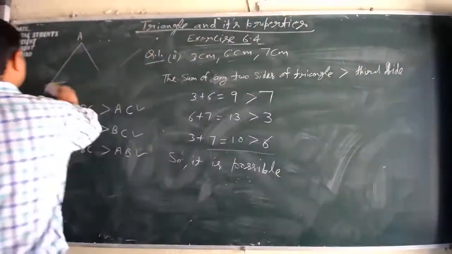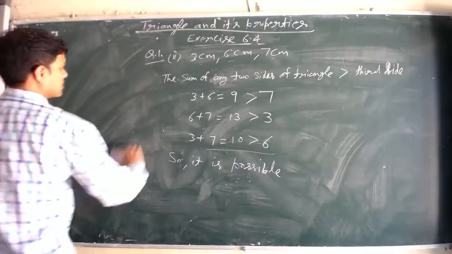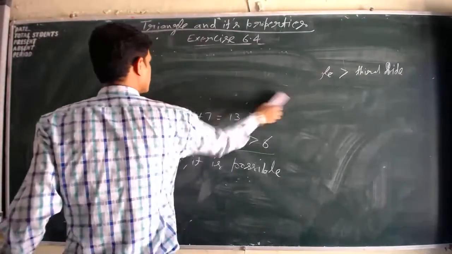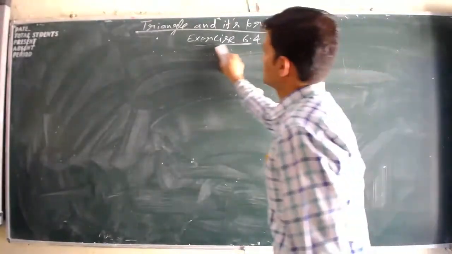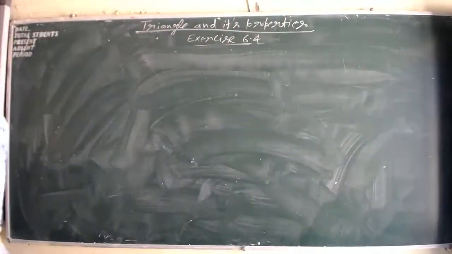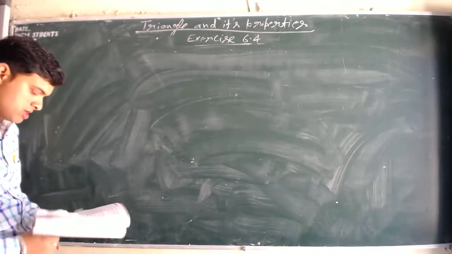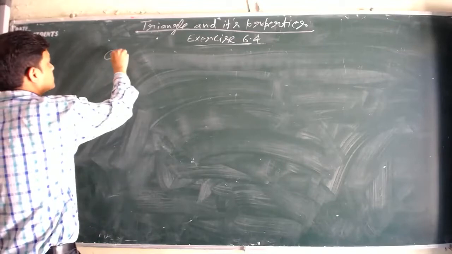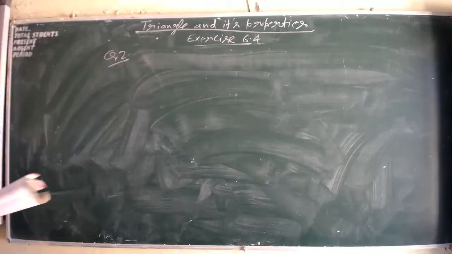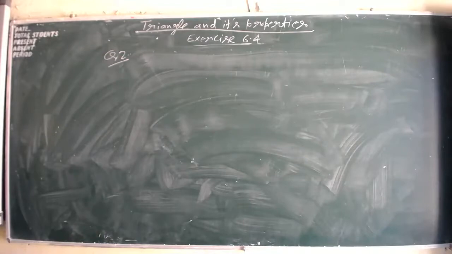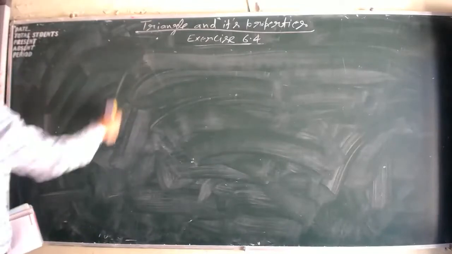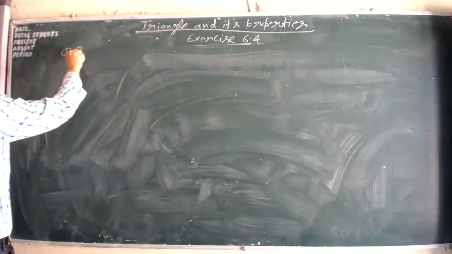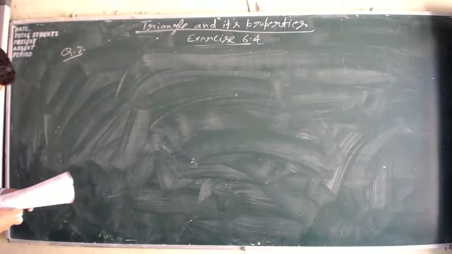Next, question number 2. In question number 2, the maximum questions in 6.4 are all based on this property: the sum of any two sides of a triangle should be greater than the third side. Okay. Question number 2 is: take any point O in the interior of a triangle PQR. We have to take a point inside a triangle, and for that we have to prove these things, meaning we have to see whether this is possible or not.